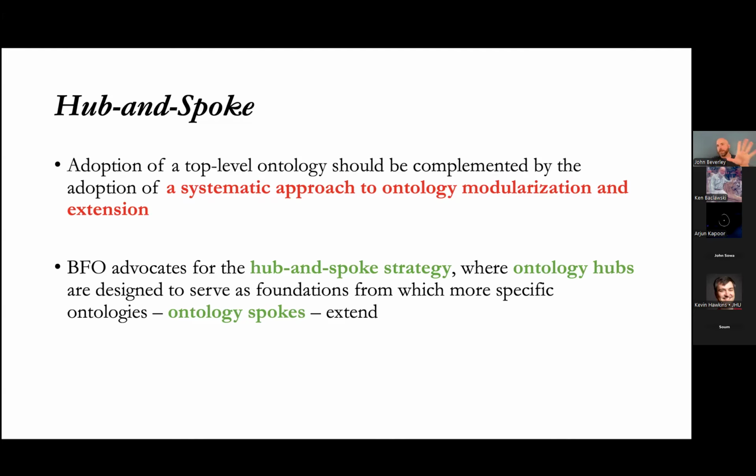Hub and spokes too. This is another core feature that BFO adopts, that we adopt too. And I think of this as just basic software engineering best practices.